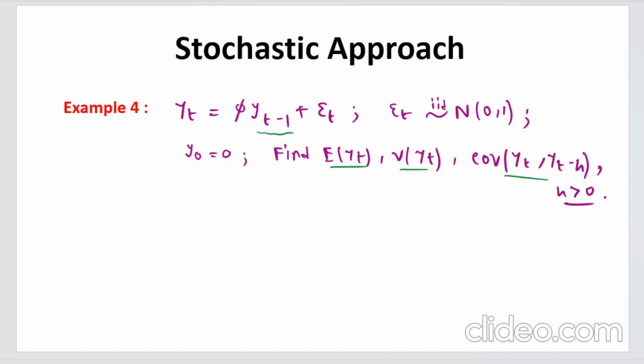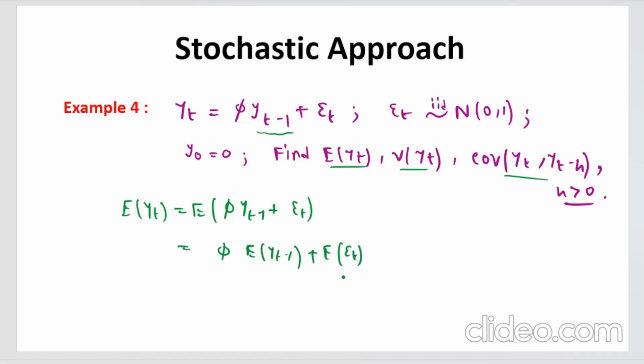Since the distribution of yt is not known to you, you have to find it out. So you cannot simply take the expectation here. If I write expectation of yt is expectation of phi yt minus 1 plus epsilon t, you will not be able to solve it without further information, because you will be stuck here. So let me write phi times expectation of yt minus 1 plus expectation of epsilon t, right? You know this is 0, this is given to you, but what will this be? This we don't know, because we don't know the distribution of yt minus 1.